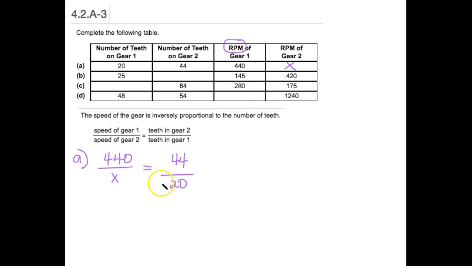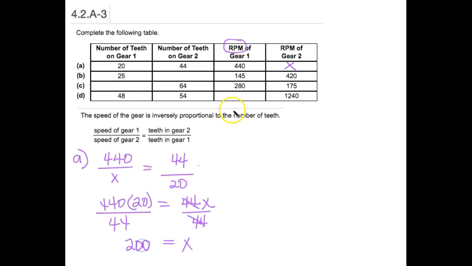We don't know x at the moment, but what we would do is cross multiply. So we're going to do 440 times 20 equals 44 times x. And then to get x by itself, you want to divide by 44, so that 44 over 44 is 1. That cancels out or reduces down to 1, so it's just 1x or just x. And then if you multiply all of this out, it ends up being 200. And so we know that the RPM of gear 2 is 200 revolutions per minute.